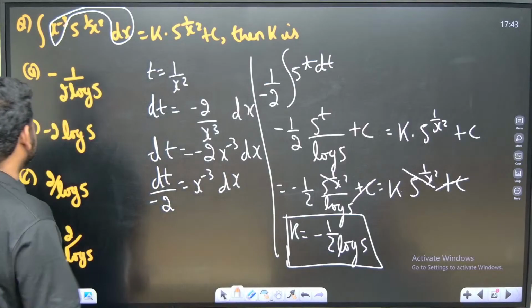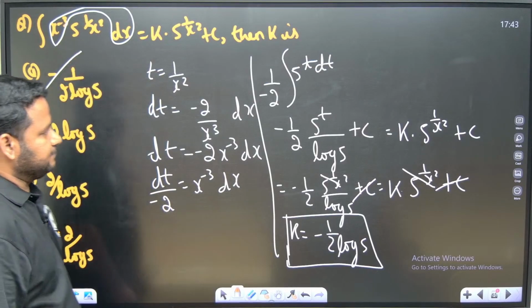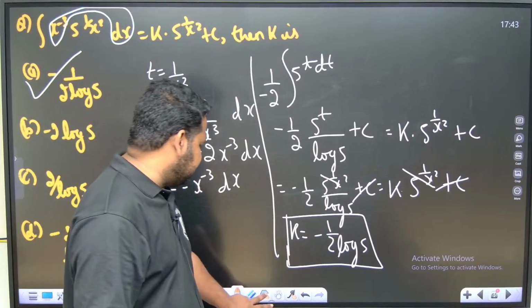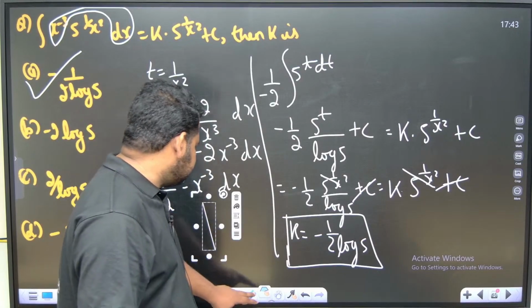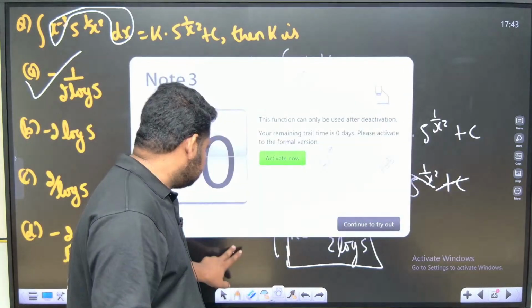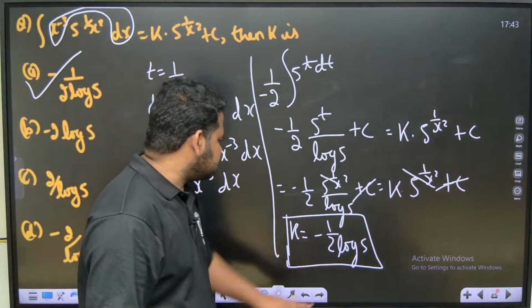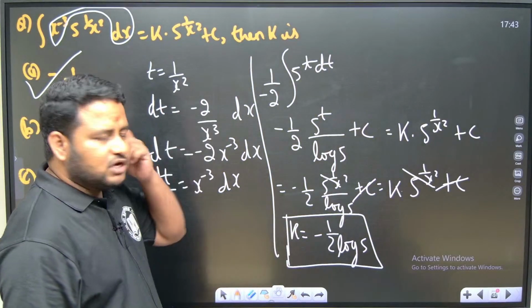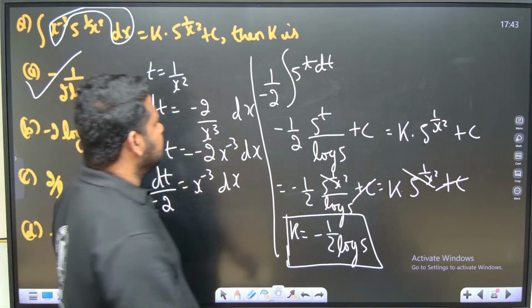That is nothing but option A. Okay, this is nothing but option A. Now see here, this is what we got. Now if you want to use another method, I will use method 2.